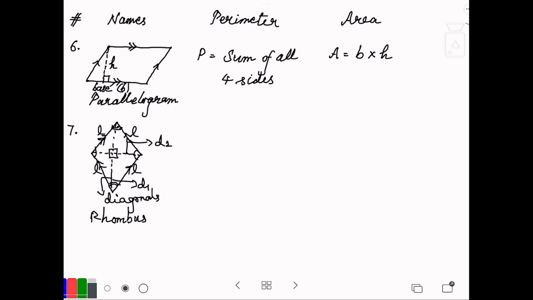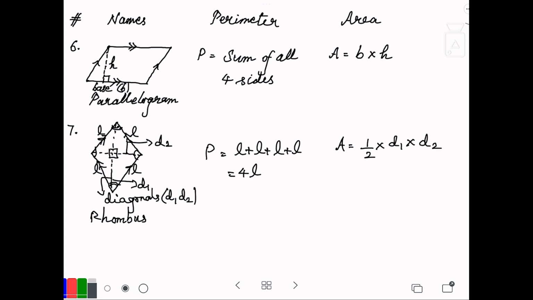Having seen that, the diagonals are nothing but D1 and D2. If you ask me what the perimeter of a rhombus is, it is again L plus L plus L plus L, which is nothing but 4L. And if you ask me the formula for finding the area of the rhombus, it is half times D1 times D2. You can take anything as D1 and anything as D2. It's not a hard and fast rule that you should take only that part. So this is the formula based on which we are going to find the area of the rhombus.